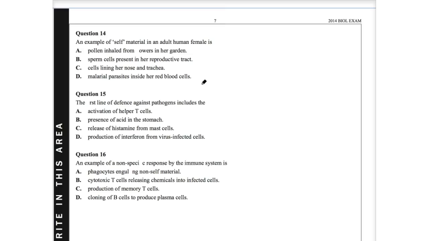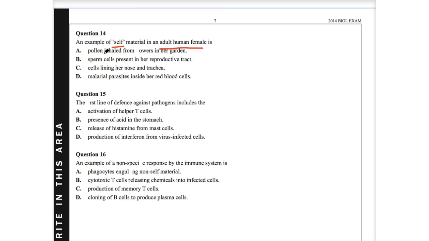All right, guys, let's roll off 14, 15, and 16 in this video. So we look at this particular question. It says an example of self material in an adult human female is what? So we know self is within the organism. It shouldn't be anything that is external, which is non-self. So we look at this.